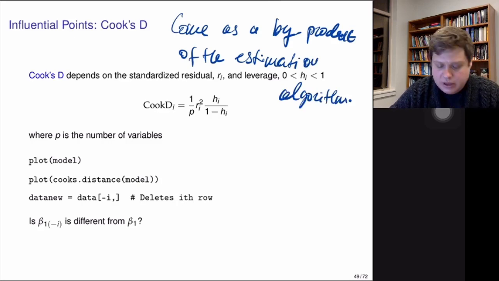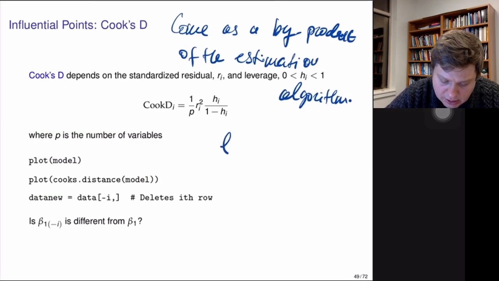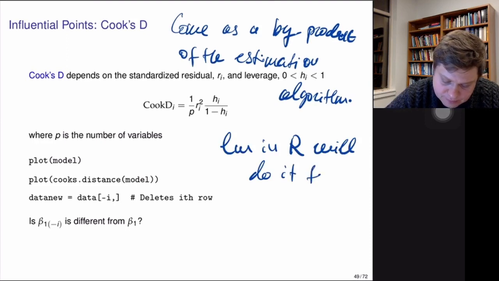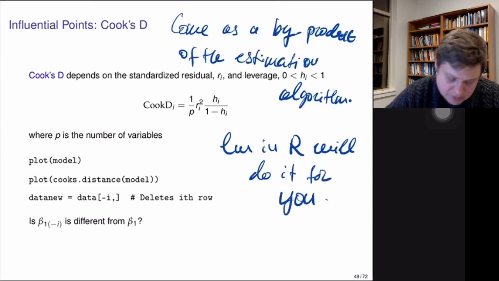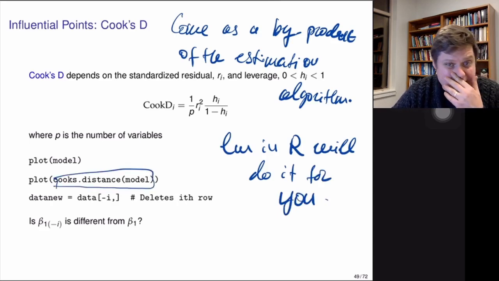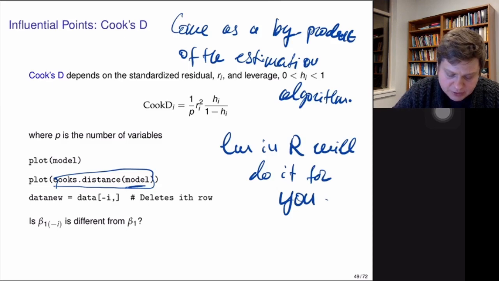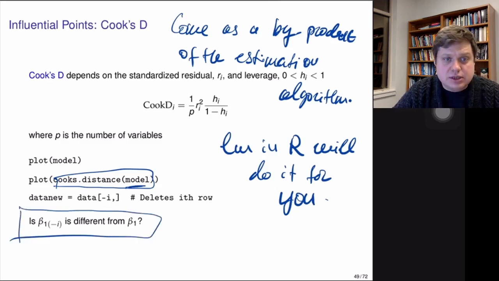So you basically don't need to do any extra calculations, and actually the LM function in R will do it for you. You basically have to call Cook's distance on the model, and everything that is required for this Cook's distance function will already be in the model object that is the output of the LM function, and you can calculate those Cook's distances.